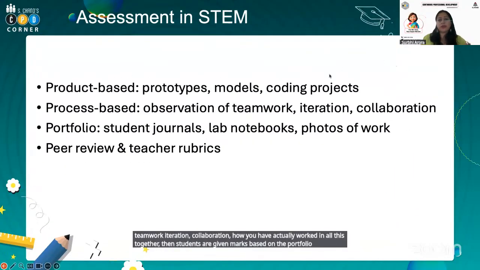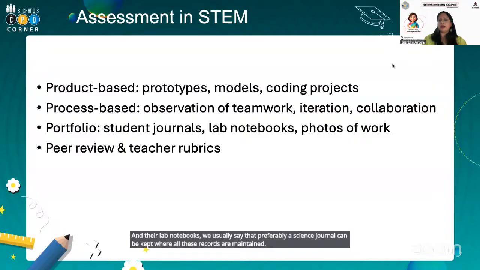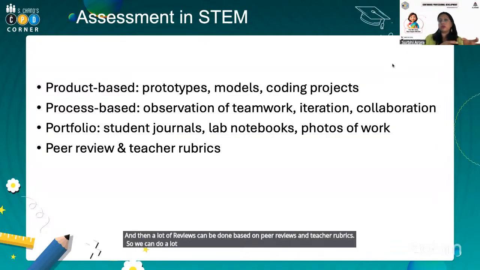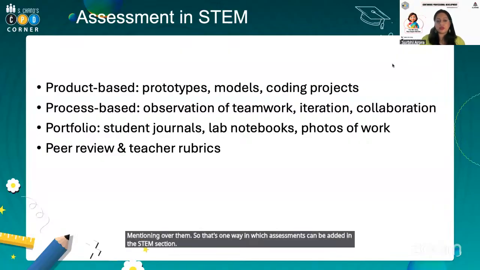So you can actually maintain student journals talking about the work in STEM that they have done, and their lab notebooks. We usually say that preferably a science journal can be kept where all these records are maintained. And then a lot of reviews can be done based on peer reviews and teacher rubrics. We can also do teacher rubrics, which is assessing all the skills that you are actually mentioning over there. So that's one way in which assessments can be added in the STEM section in the classrooms.